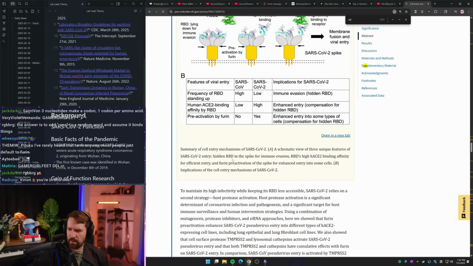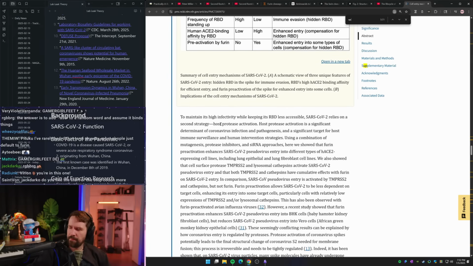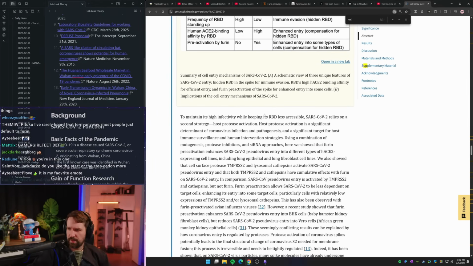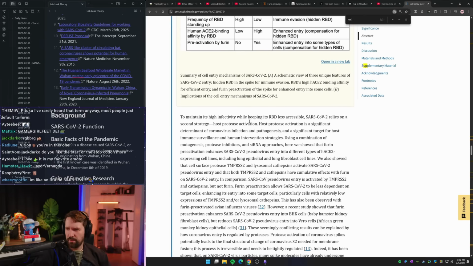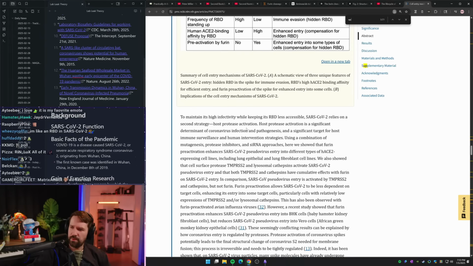So what makes it stand up? To maintain its high infectivity while keeping its RBD less accessible, SARS-CoV-2 relies on a second strategy, host protease activation. Protease activation is a significant determinant of coronavirus infection and pathogenesis and a significant target for host immune surveillance and human intervention strategies. A combination of mutagenesis, protease inhibitors, and siRNA approaches.